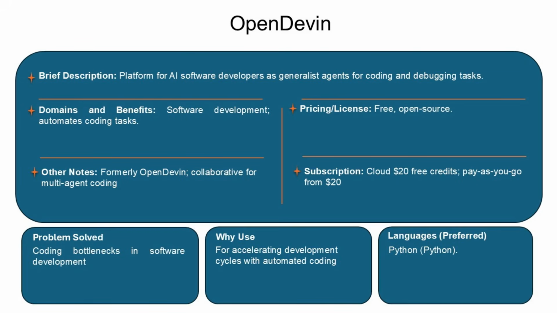OpenDevin: a platform for AI software developers as generalist agents for coding and debugging tasks. The area of domain is software development, and the benefit is automating coding tasks. Pricing and license: free and open source. Cloud has $20 free credit, pay as you go from $20. Why use it? For accelerating development cycles and automated coding. The problem solved is coding bottlenecks in software development. The preferred language is Python, formerly OpenDevin, collaborative for multi-agent coding.